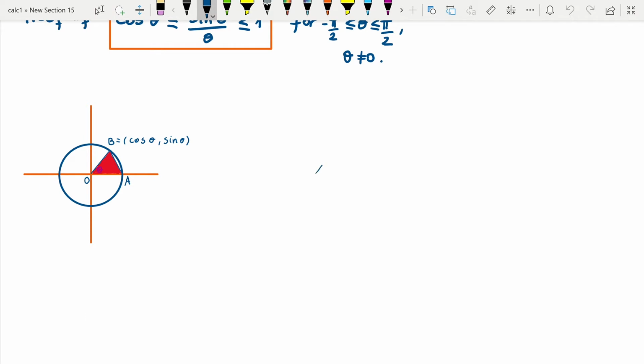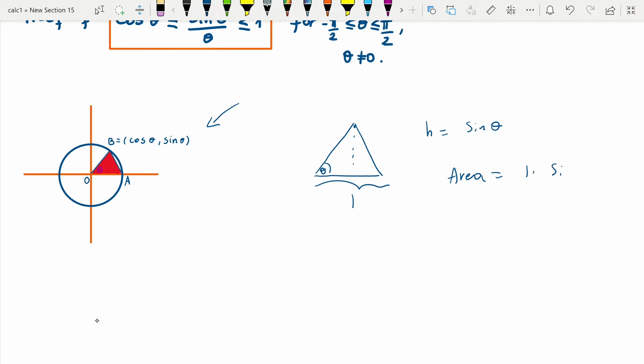If we look at the triangle inside, we have angle theta, and we have this height here. If we look at the coordinates of that point, we know that the y coordinate is sine of theta. So the height here is sine of theta. And what is the area of such a triangle? Its base, which is 1, times the height, all of that divided by 2.